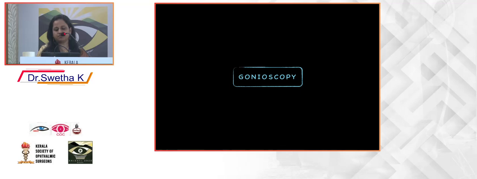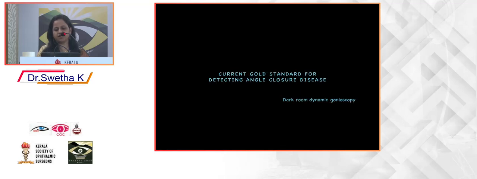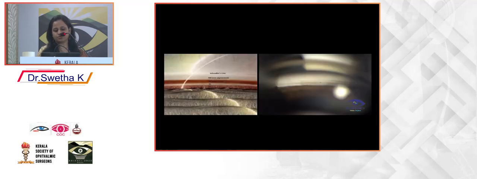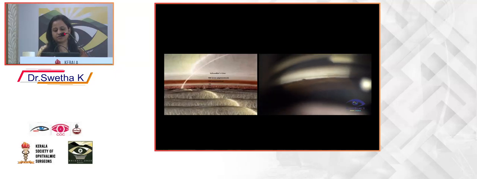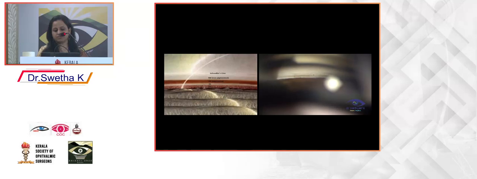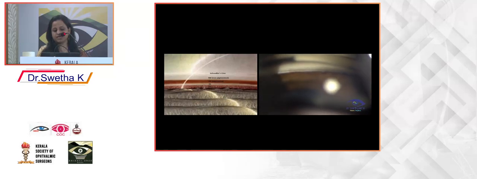The most important test that we have is gonioscopy. This is still the current gold standard method for detecting angle closure disease. Especially it has to be done in a dark room, the dynamic gonioscopy. Here you can see the real-time image of a gonioscope, an open angle, where you can see the Schwalbe's line, non-pigmented trabecular meshwork, pigmented trabecular meshwork, scleral spur, and the ciliary body band on the right side.